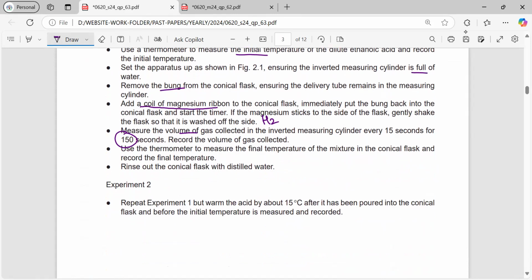Use thermometer to measure the final temperature. Rinse out the conical flask. Experiment 2, repeat experiment 1, but warm the acid by about 15 degrees Celsius. So what was the temperature before? The initial temperature. We have to warm the acid by 15 degrees Celsius this time and repeat the same experiment using same quantities of everything.